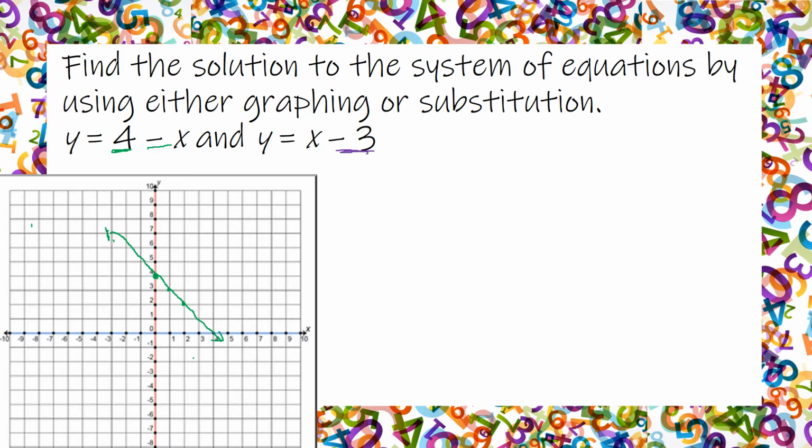a y-intercept of -3, and I have a slope of +1 there. So I'm going to graph that, and I see that my intercept looks like it's at about 3.5, but we can't be sure. They hit in the middle of that, but we can't be sure exactly where they're at unless we do substitution.